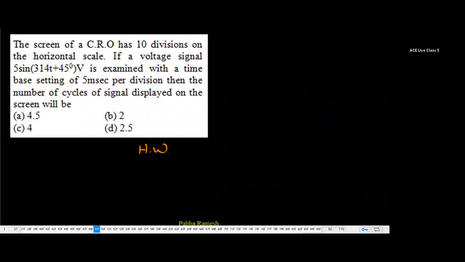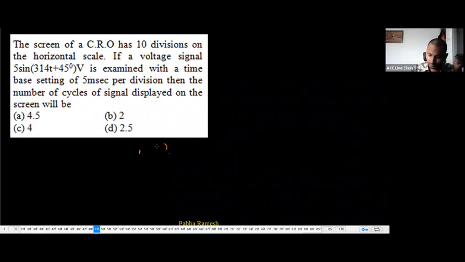Now let us solve this homework question. Many people gave the answer. That is 2.5 cycles.